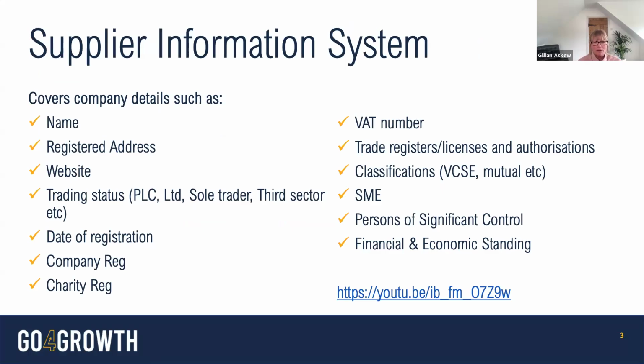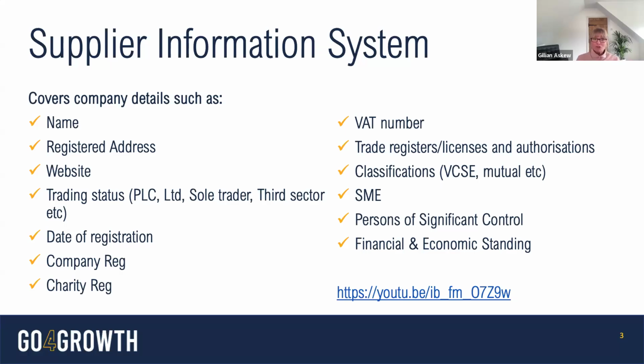So the central digital platform is an expanded version of the Find a Tender service. If you put into your search engine of choice, Find a Tender service, it's the gov.uk version that you are looking for. Now, there are 2 parts to Find a Tender service now.